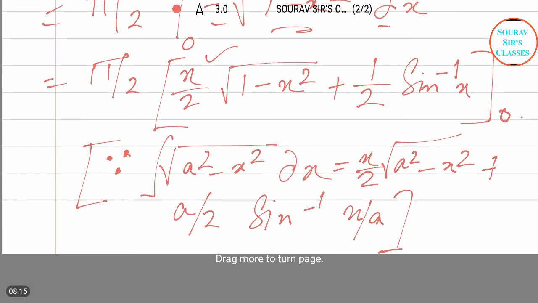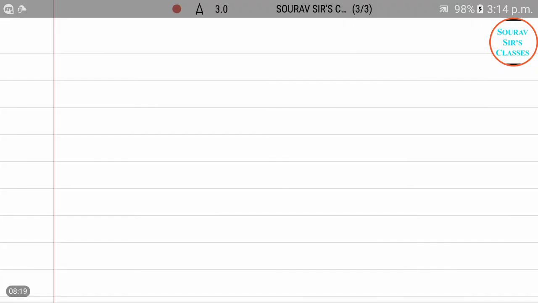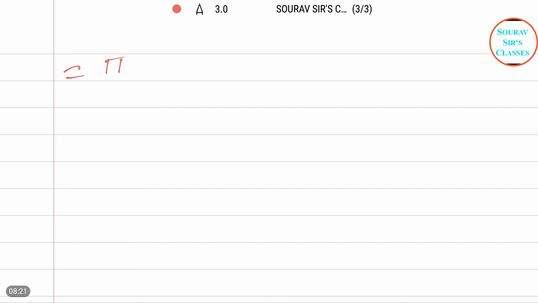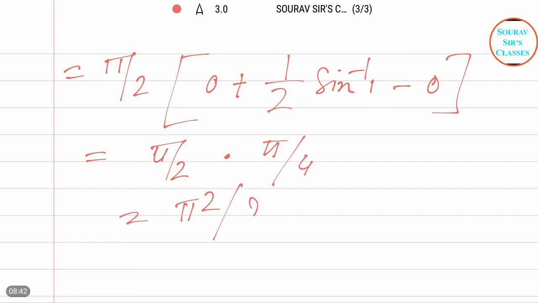Now from this, putting the values of the limits, we can write it as pi by 2 into 0 plus half sine inverse 1 minus 0, and this is equal to pi by 2 into pi by 4, so that is equal to pi square by 8. So this is the answer.